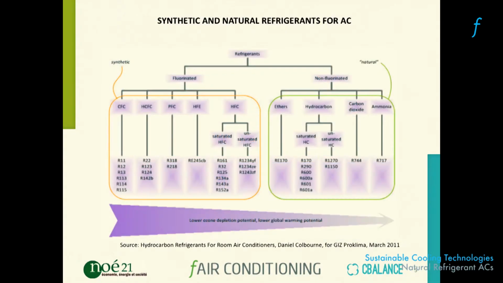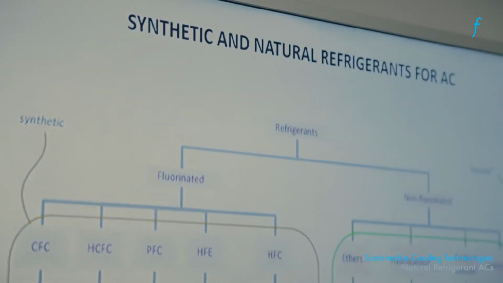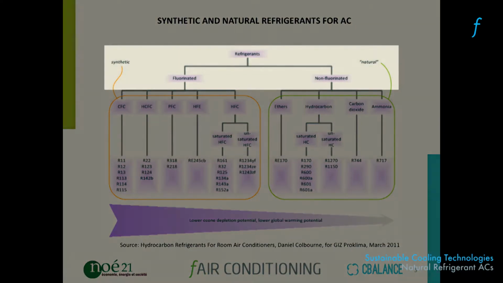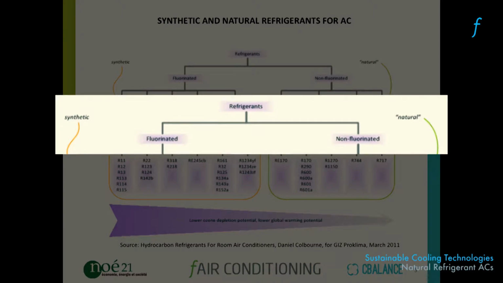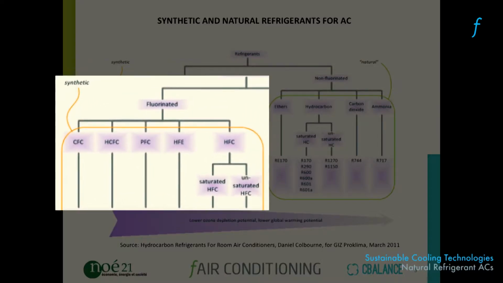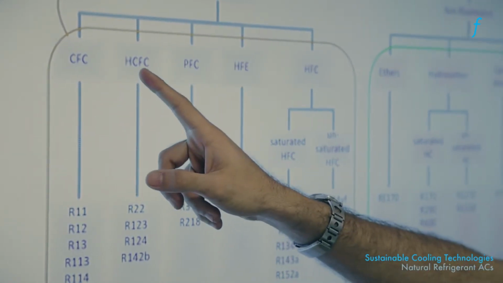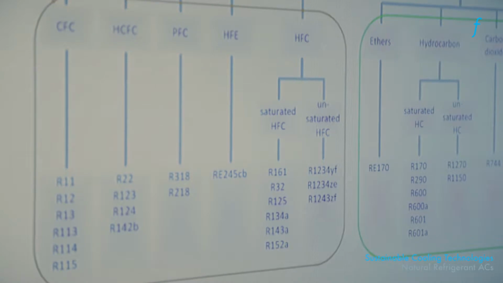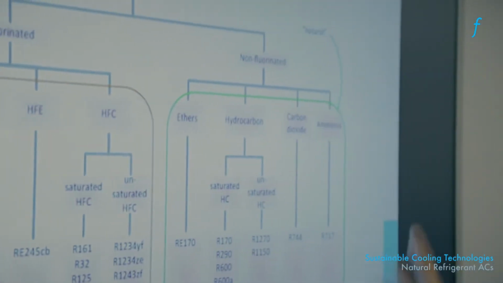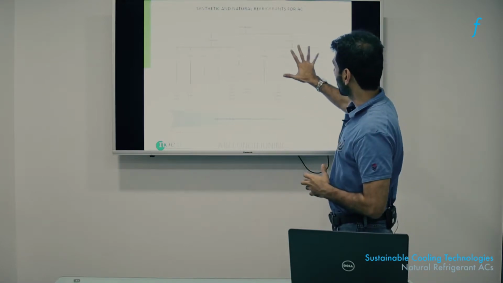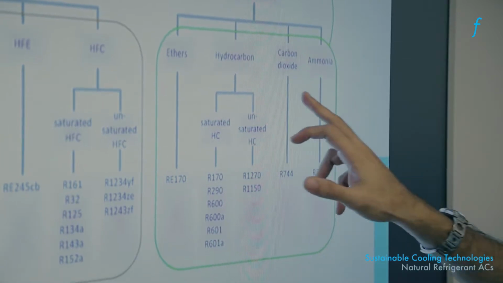So let's look at the entire spectrum of refrigerants that are available to designers and manufacturers. The first differentiation that can be made in the refrigerant family is fluorinated versus non-fluorinated gases. Fluorine, as we all know, is a chemical substance represented by the symbol F. And if you look at all of these refrigerants here, they all have one common element, which is fluorine. This is chlorofluorocarbons, this is hydrochlorofluorocarbons, perfluorocarbons, hydrofluoroethylenes, and hydrofluorocarbons. On this side, in the non-fluorinated category, you will see all of these substances lacking this element of fluorine. Natural refrigerants are one subset of these non-fluorinated gases.